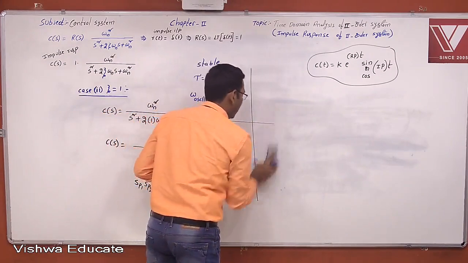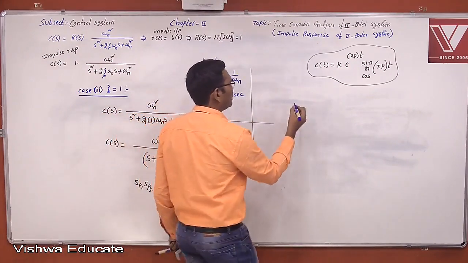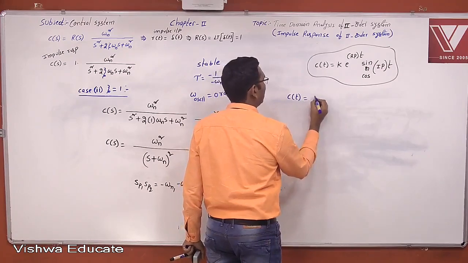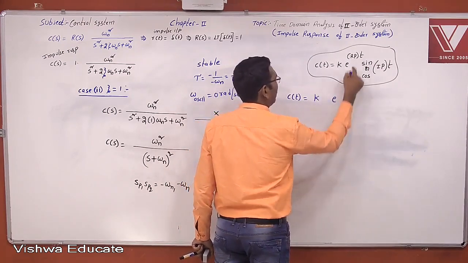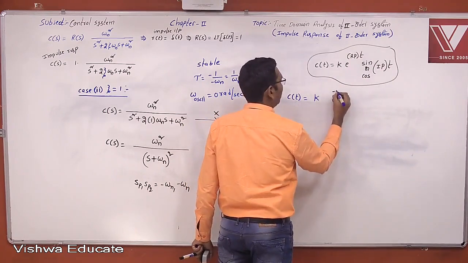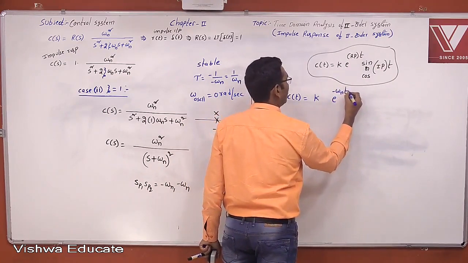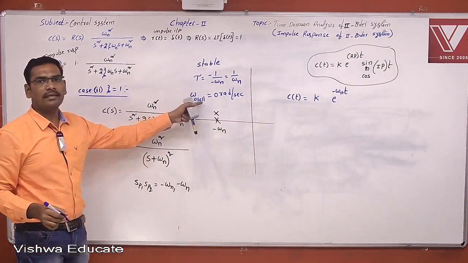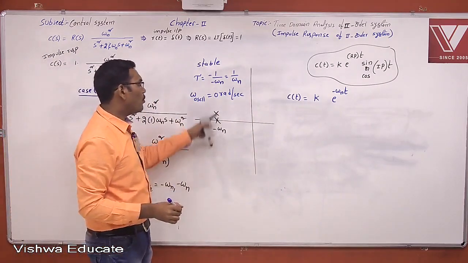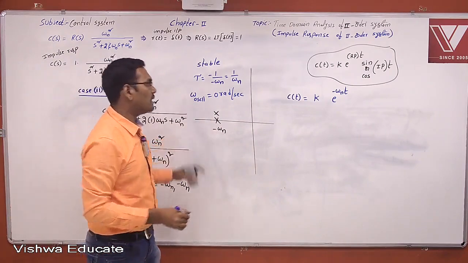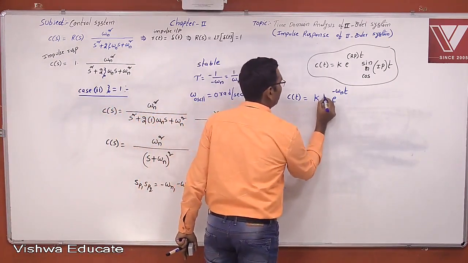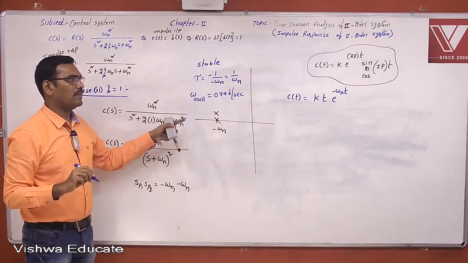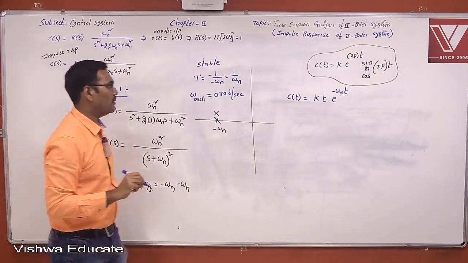Then what is the response in time domain? Now the impulse response in time domain is k into e power real part. What is the real part? Real part is minus omega n into t. Sine or cos, is there any imaginary part? No imaginary part, nothing. Therefore frequency of oscillation is 0. If the poles are repeated, then one extra term is nothing but t.